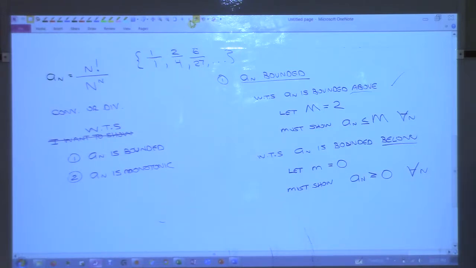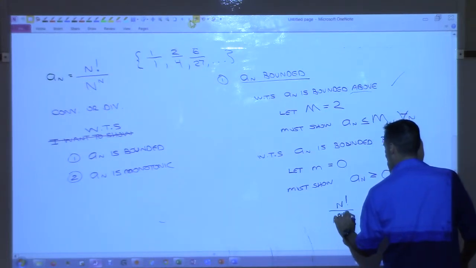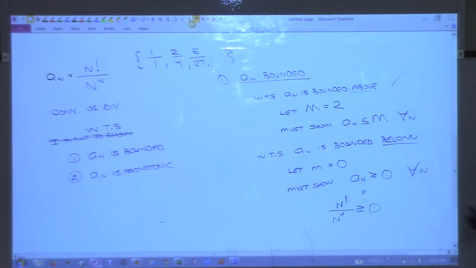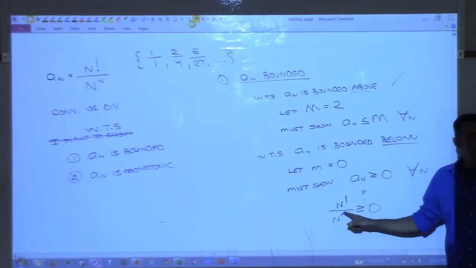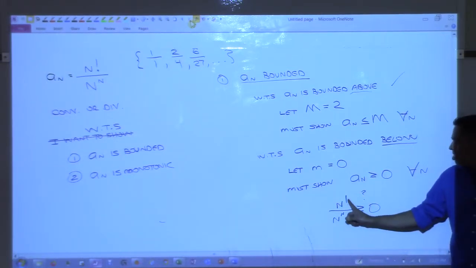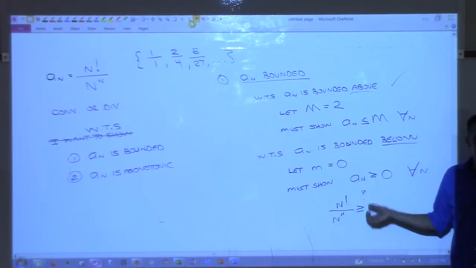This one's going to be pretty trivial. Why is this one going to be trivial? Is n factorial over n to the n greater than or equal to 0? Why? What's the logic behind this? They're all positive. The n is positive, right? What does n start with? 1, and then it's 2, then it's 3. So if I have a positive number here, I'm going to get a positive here and a positive here, and the left side's positive, that's bigger than or equal to 0, true.